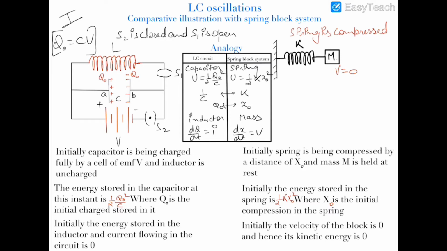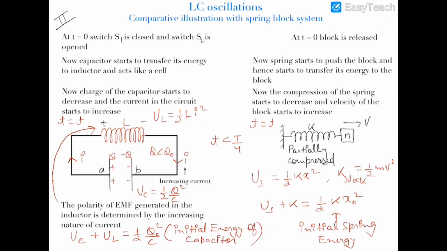Now starting the oscillation. To start the oscillation, we are connecting this capacitor alone with the inductor, and we are releasing this spring. So at t is equal to 0, switch S1 is closed and S2 is opened, which means that this capacitor is being connected alone with this inductor. And similarly in the spring block system, at t is equal to 0, this block is released.